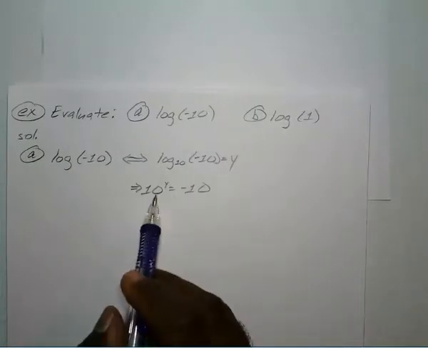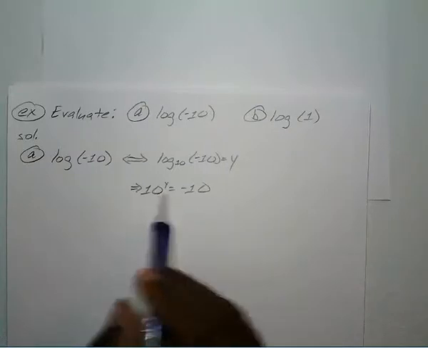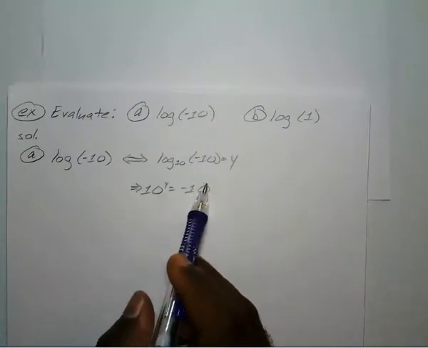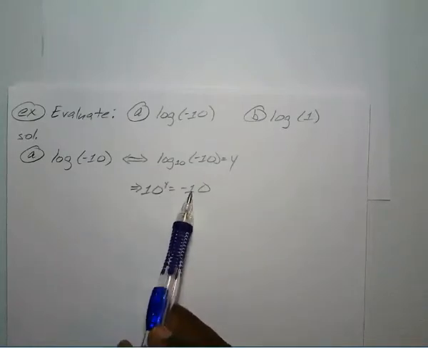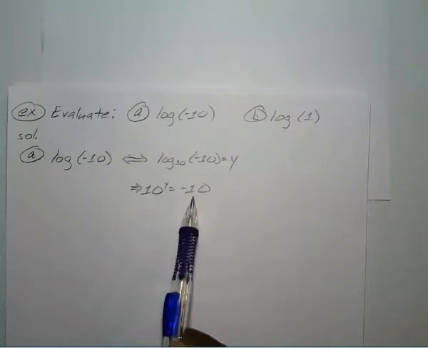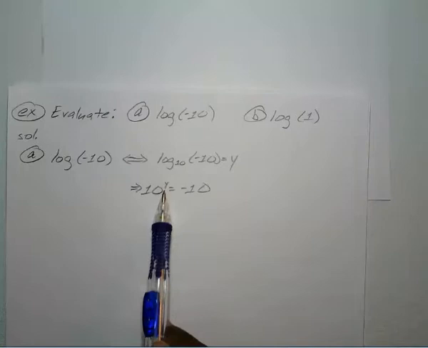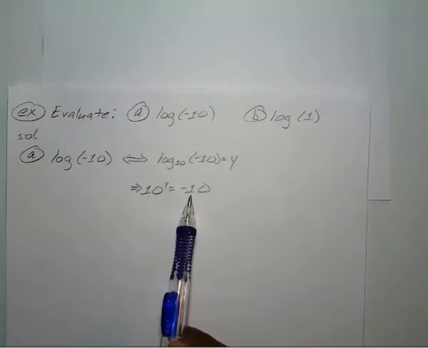Okay, now if you notice here, there's no value of y that you can use to make 10 to the power of y equal negative 10. If you make y equals 0, 10 to the power of 0 is 1, so 1 isn't equal to negative 10. If you make y a negative number, let's say negative 2, that'll just make it 1 over 10 squared, which isn't equal to negative 10. If you make it a positive 3, that's just 10 to the third power, which is 1,000, which isn't equal to negative 10.